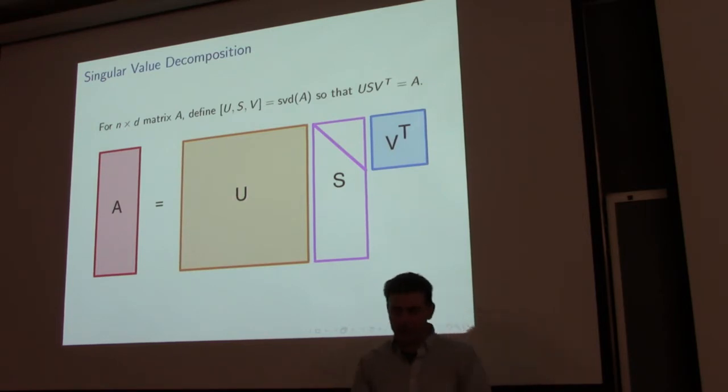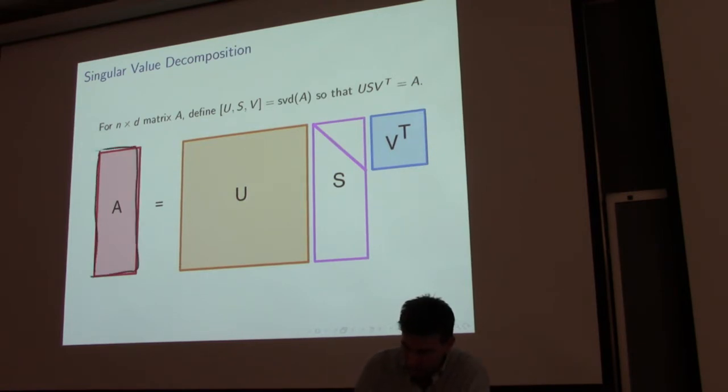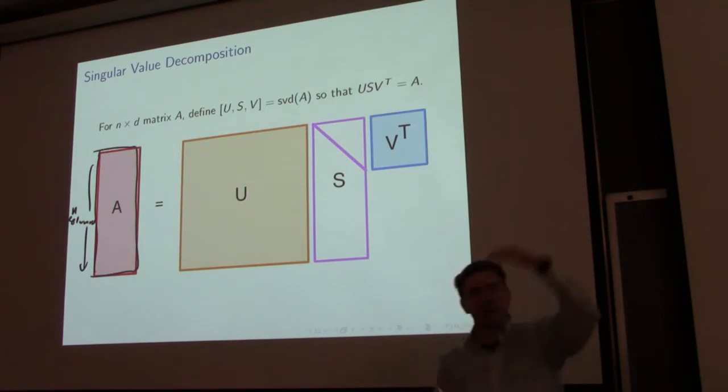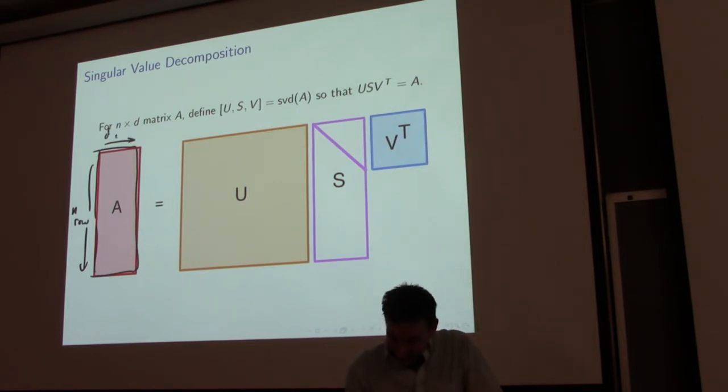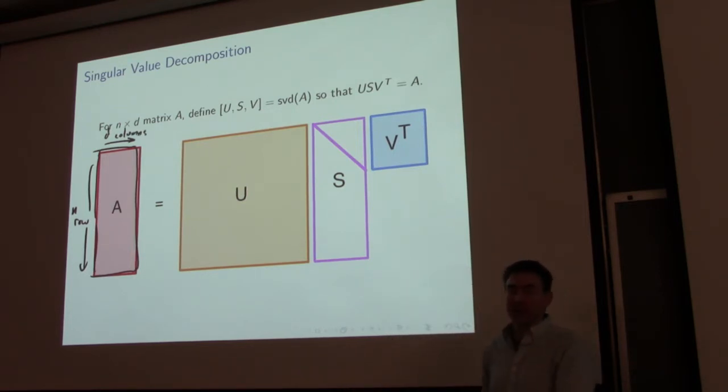a few weeks ago. If you remember, you've got this large matrix A right here, which has n rows going down this way, and d columns. I'm seeing if you're all still paying attention early on in this lecture. And so we're decomposing it as the product of these three matrices.